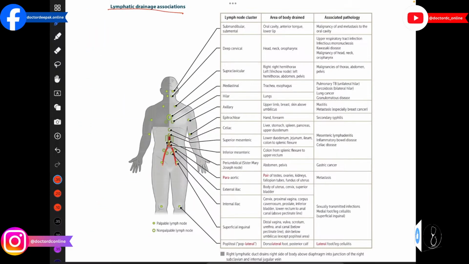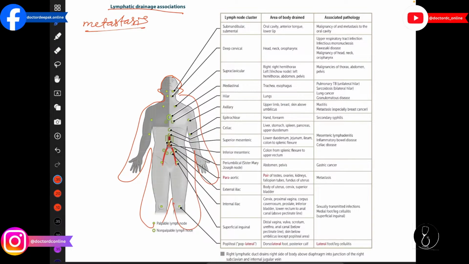Lymphatic drainage and association is one of the important topics that always asks about metastasis, enlargement of lymph nodes, lymphadenopathy, a lot of things. If any infection is happening, which lymph node is involved is a very important thing. But how will you remember? Just imagine your body and touch all the surfaces of your body when I ask you.